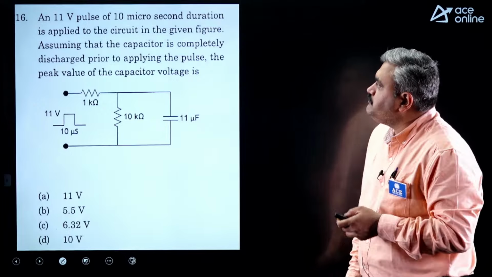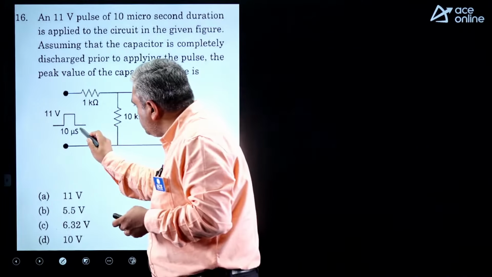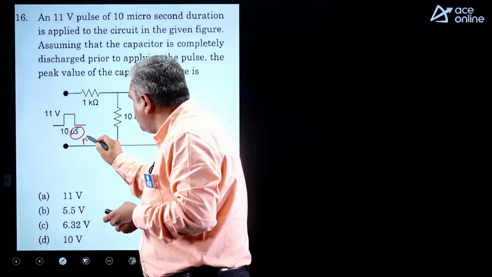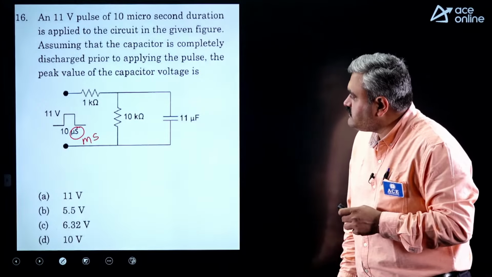Coming to the next question. Here he has given a circuit diagram. Here the data, I think, should be not microseconds, it should be in milliseconds. A little bit of change has to be there. Just understand that point.